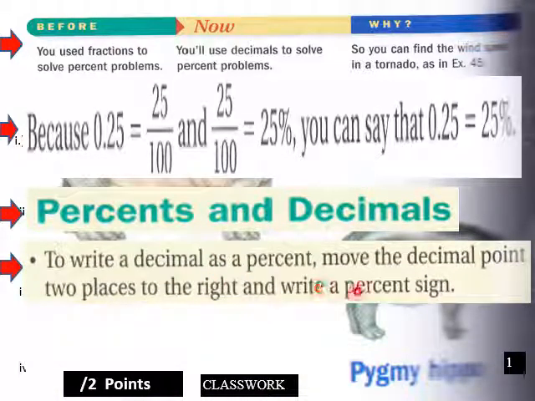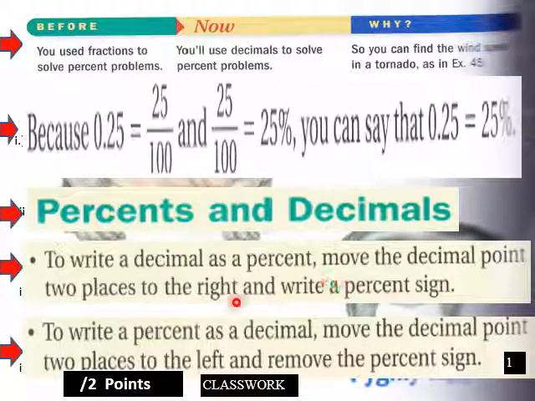To write a decimal as a percent, move the decimal point 2 places to the right, and then write a percent sign. To write a percent as a decimal, move the decimal point 2 places to the left, and remove the percent sign. Either way, if you put a percent sign in, move to the right; if you take away a percent sign, move to the left.